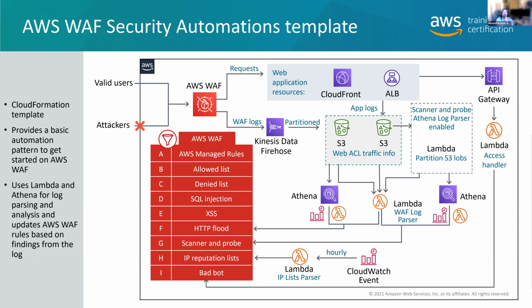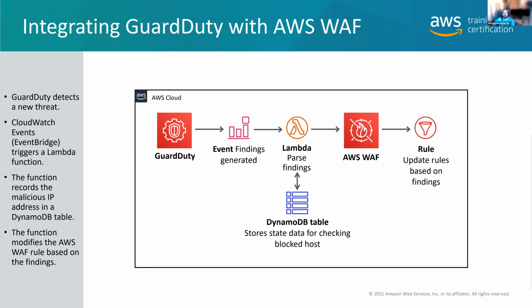The sources for this could be a scanner and probe. It could be IP reputation lists. It could be a honeypot that you've set up with bad bots, right? In order to lure somebody in. You could also do it with GuardDuty, where it generates findings, they parse the findings, and then you can stick that as a new rule into your WAF. Notice, by the way, that it's persistently storing the bad known IP address in this case in a DynamoDB table. Okay.